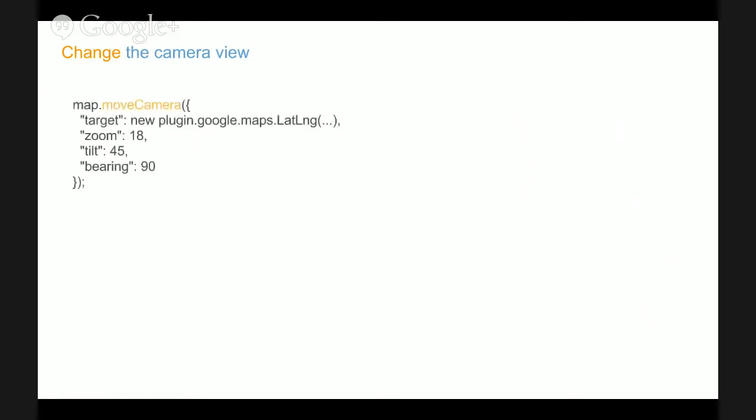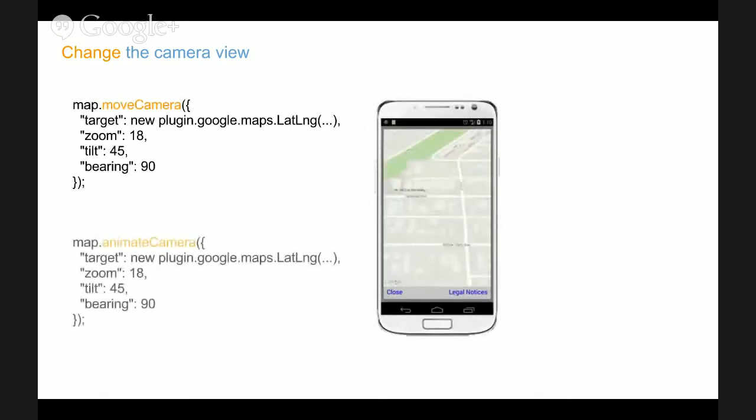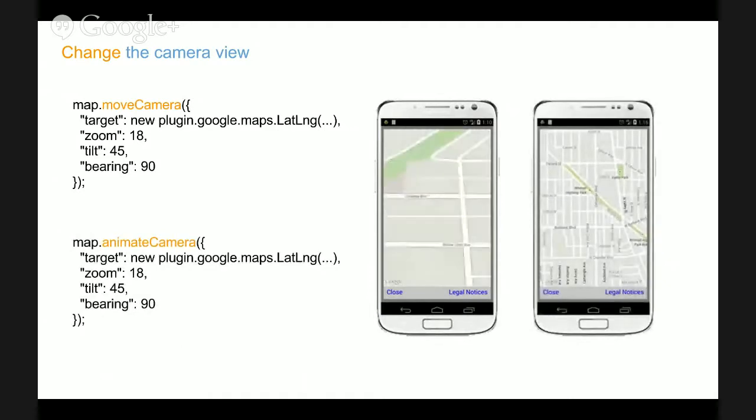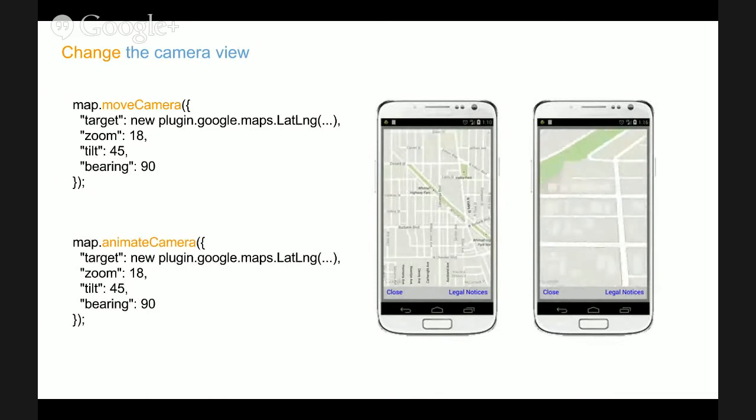The PhoneGap Google Maps plugin provides 2 methods of changing the camera view: move camera and animate camera. The move camera just changes the camera position. The animate camera changes the camera position with animation, like this.